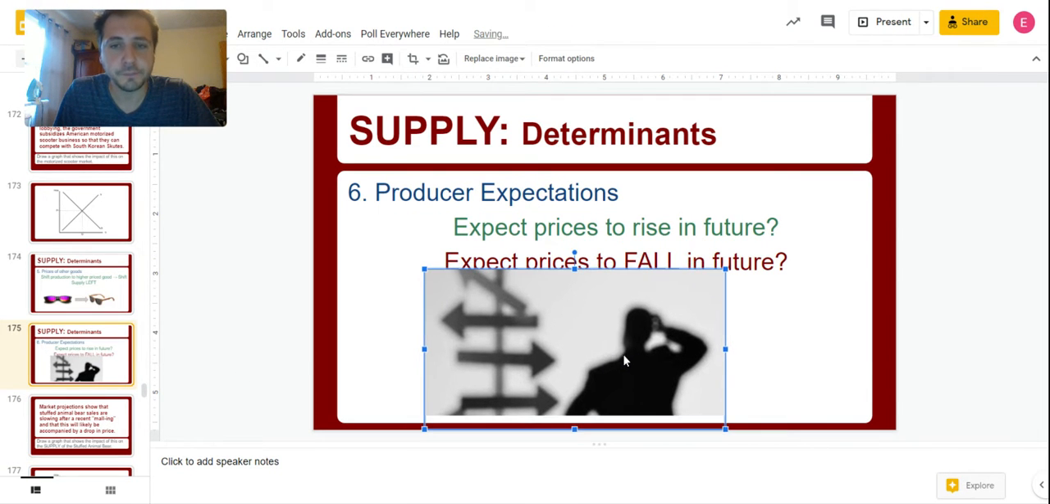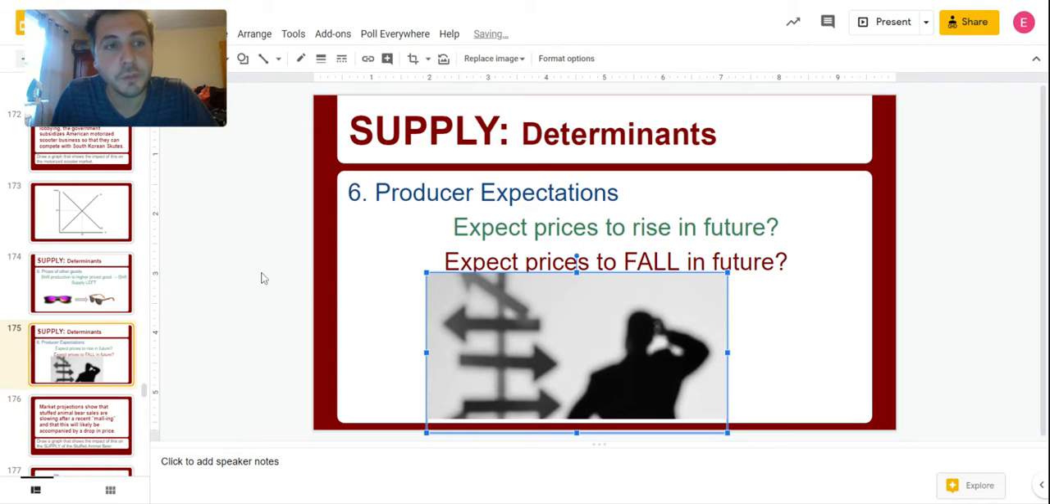Producer expectations. If producers expect the price to rise in the future, what are they going to do right now? Right now, they're going to supply less, because why would I produce more if I expect the price to rise in the future? I'll wait until the price rises, and then I'll produce more of the good then. If I expect the prices to fall in the future, I expect them to go down, then I'm going to try to sell more today.